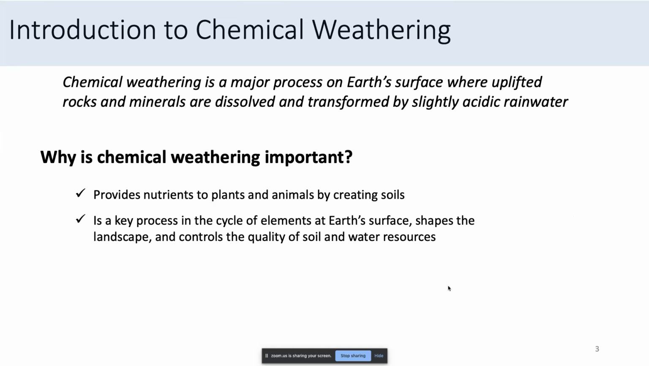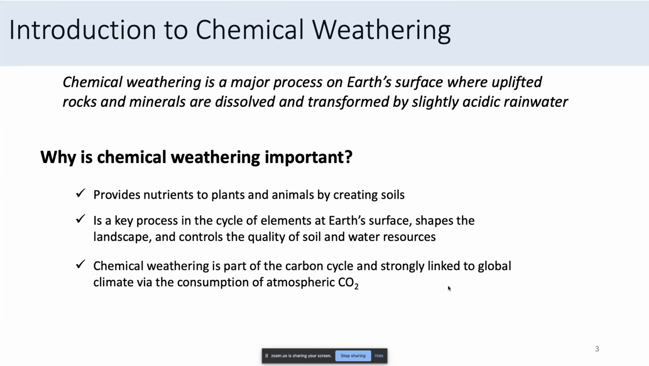We know that the surface of the Earth is very dynamic, and the landscapes are always changing. And chemical weathering is a very big part, along with erosion and physical weathering, of changing the surface of the Earth. And then ultimately that really does affect the quality of soil and also the health of our water and the amount. And ultimately, what I'm really interested in is this last point here, and that's looking at how chemical weathering has a strong link to climate.